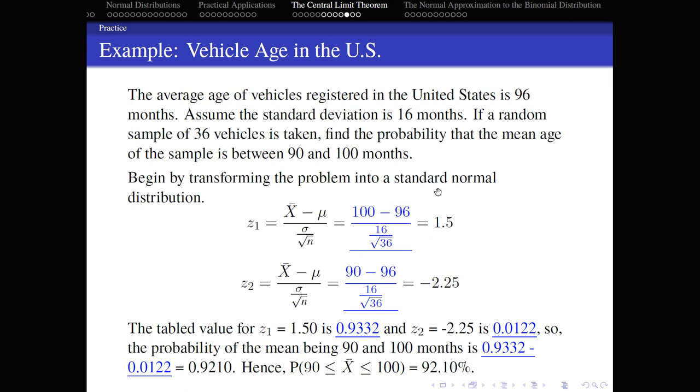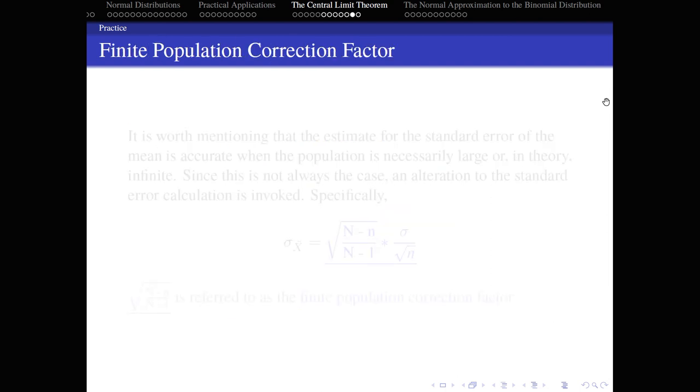I'll say that one more time. The probability that the mean age of a sample of 36 vehicles that are randomly selected from this population is between 90 and 100 months is about 92%. It's about a 92% chance that the mean of a 36 vehicle sample is in that range.